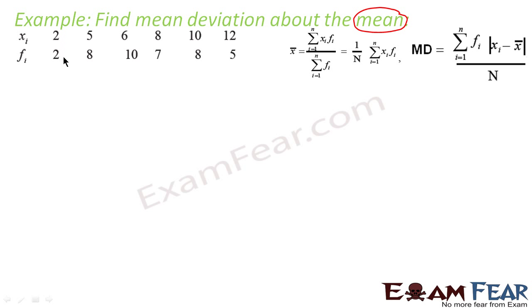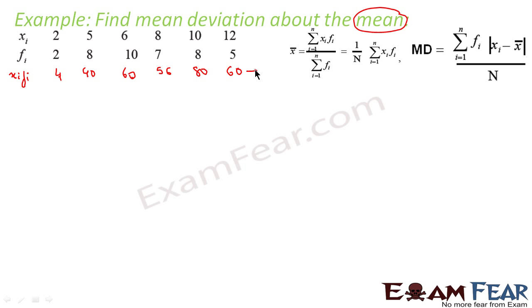So xi is 2, fi is 2. So this guy is xi fi. This becomes 2 into 2, 4. Similarly here also, xi is 5, fi is 8. This becomes 8 into 5, 40. 6 into 10 becomes 60. 8 into 7 is 56. 10 into 8 becomes 80. And 12 into 5 becomes 60. So we have found xi fi.